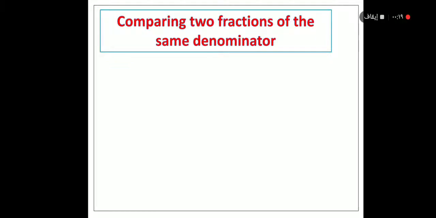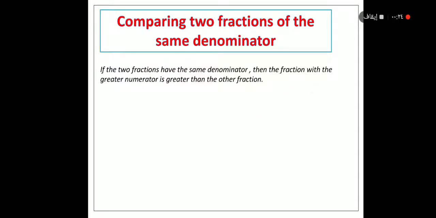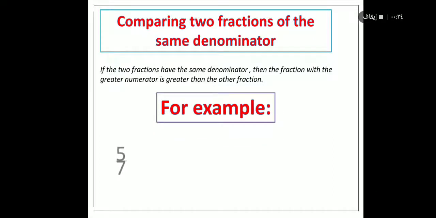Comparing two fractions of the same denominator. If the two fractions have the same denominator, then the fraction with the greater numerator is greater than the other fraction. For example, if I have two fractions, 5 over 7 and 3 over 7. As you see, the two fractions have the same denominator, 7.